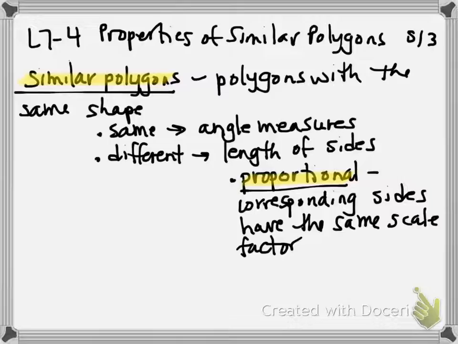So, listening to how I'm describing these similar polygons, which of our transformations gave us similar polygons? Right. Yeah, so we're going to be focusing on dilations. Okay? So dilations are similar polygons. They have the same angle measures, but the lengths of their sides are proportional. They have the same scale factor.